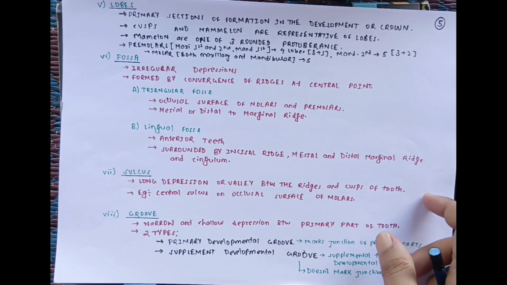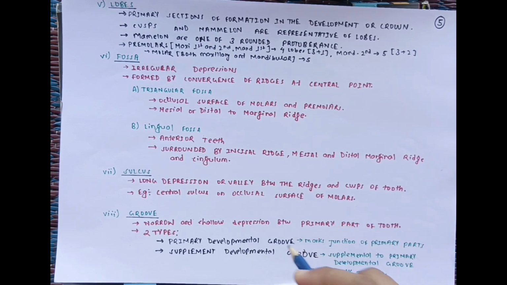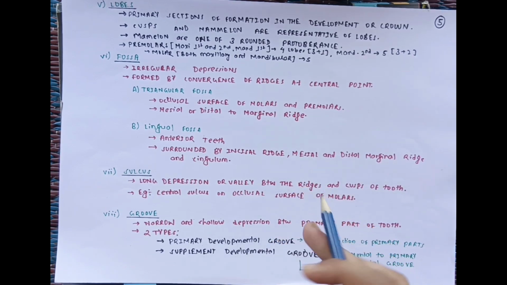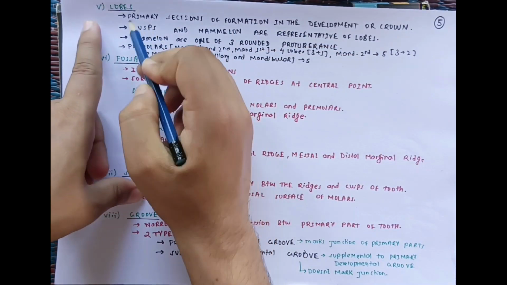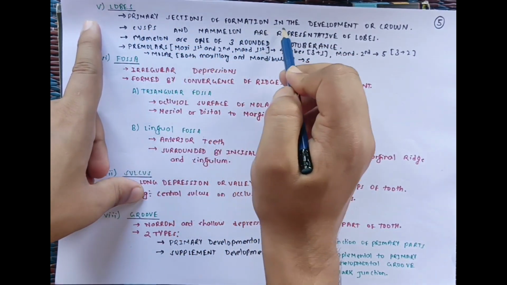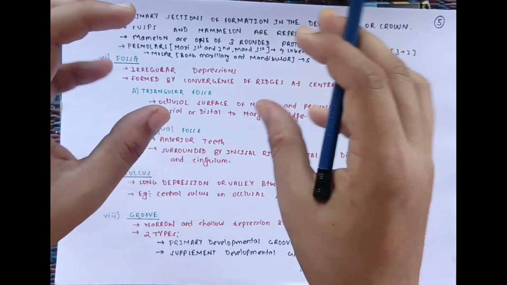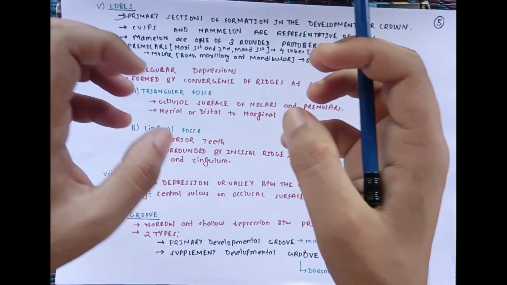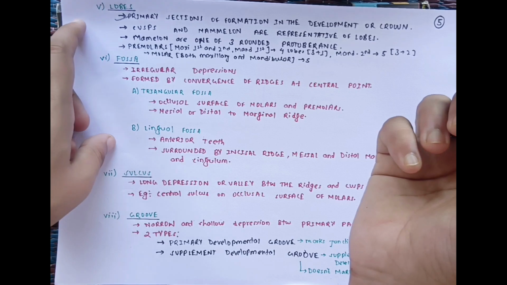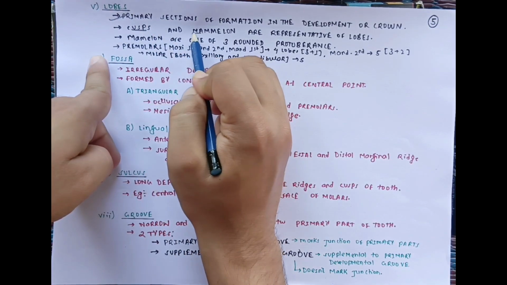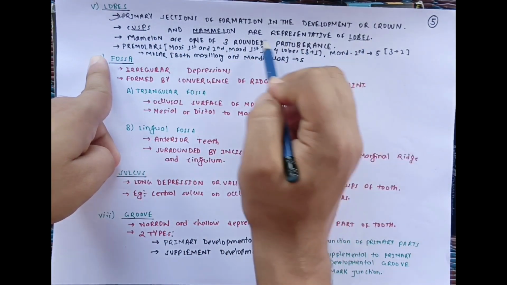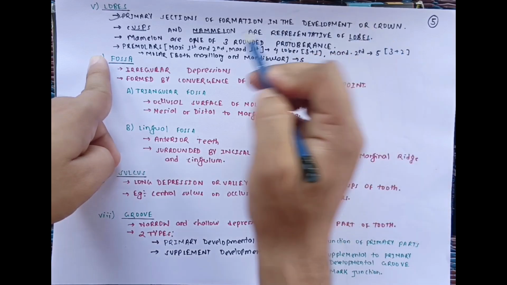Similarly, now I will discuss the lobes. I have written that a lobe is a primary section in the formation and development of the crown. The primary sections fuse during development. Cusps and mamelons are collectively called lobes. So they are representative of the lobes.